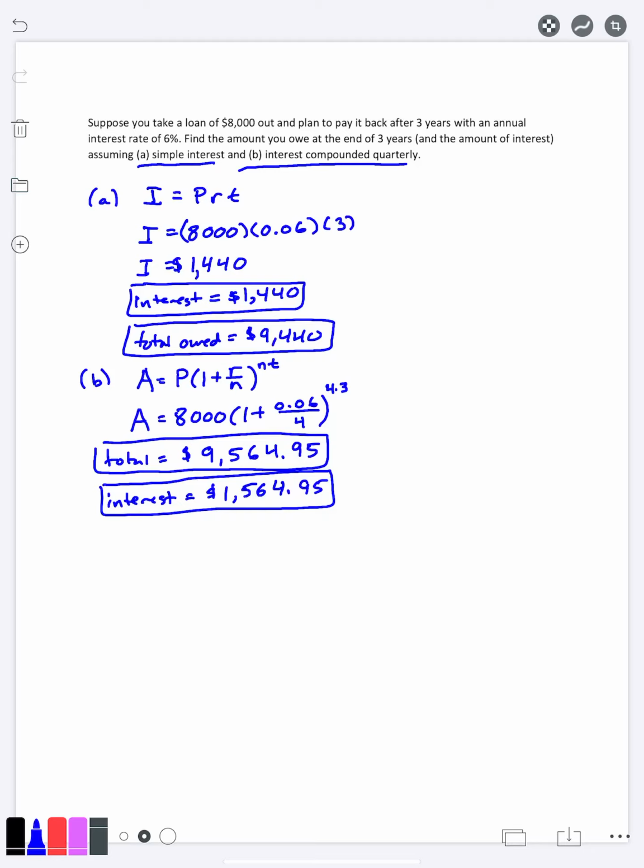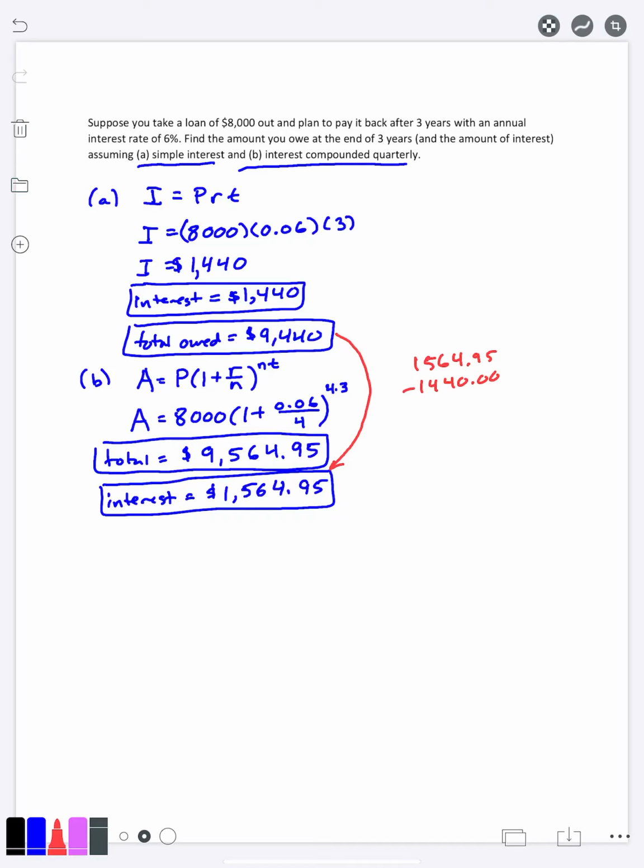And notice that by going from simple interest to compounding quarterly, I ended up paying an additional roughly $125. You know, $1,564.95 minus $1,440. So it's about $125 extra, not changing the interest rate, not changing the number of years. The extra $125 is entirely from going from simple interest to compound interest.